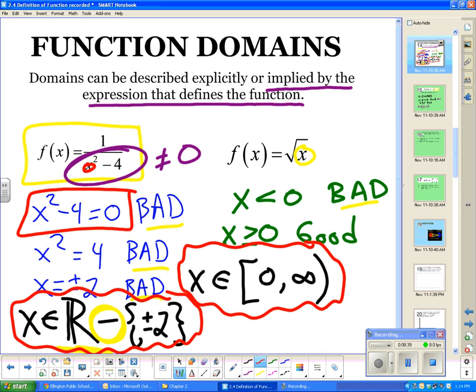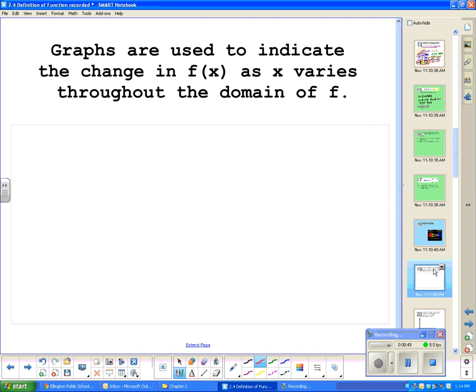So just a little work on function domains. We're going to do a lot of work with domains and ranges throughout pre-calculus. This is our introduction, getting a little bit used to it. The second thing we want to talk about in this video are the graphs, and really making the connection between the algebraic representation, that's our equation or our rule, and the graphic representation. And graphs are really good ways to indicate how f of x changes as x changes throughout the domain.